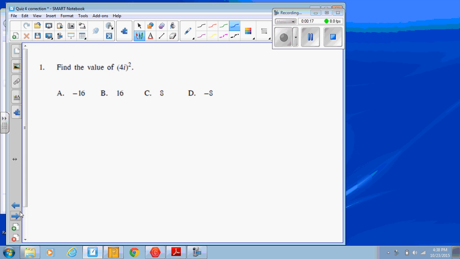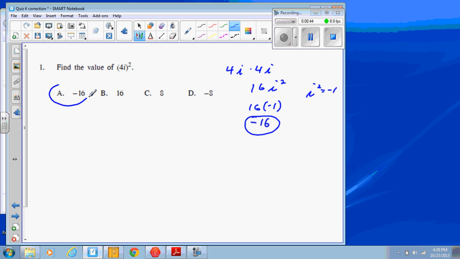Okay, problem 1, we're squaring 4i. This is the way I'm going to square something, we multiply it by itself. And then I can multiply 4 times 4, that's 16, and then i squared. And I know that i squared is equal to negative 1. So it's 16 times negative 1, which is negative 16. So that's A for this one here.